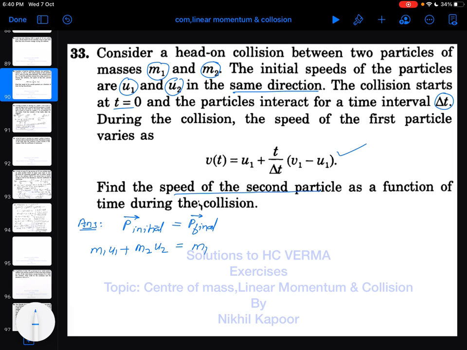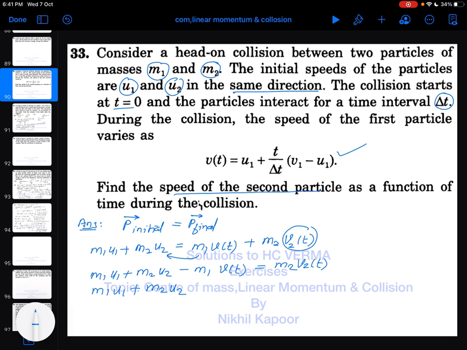The momentum of the first particle is varying with time, while the momentum of the second particle, how it varies with time, that we have to find. So I will send it on this side. So m1 u1 plus m2 u2 minus m1 times the velocity of the first particle as a function of time, m1 v1(t), is equal to m2 v2 as a function of time. So m1 u1 plus m2 u2 minus m1 in bracket u1 plus t upon delta t in bracket v1 minus u1 is equal to m2 into velocity of the second particle as a function of time.